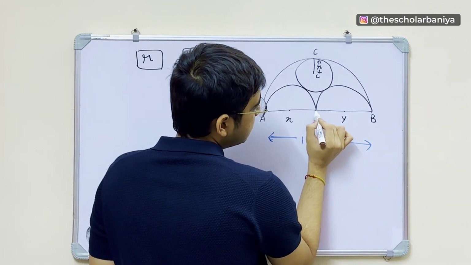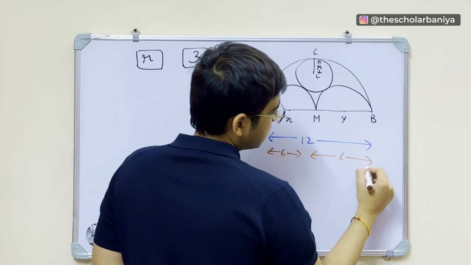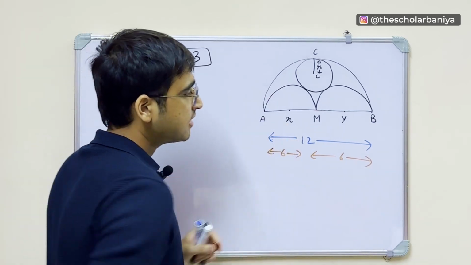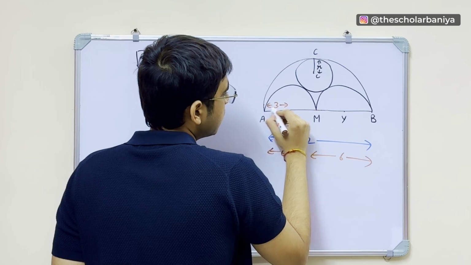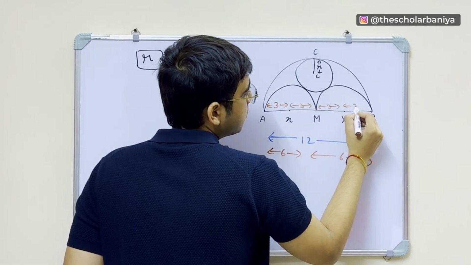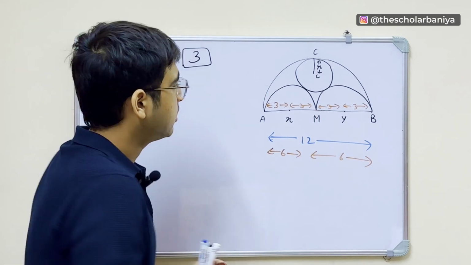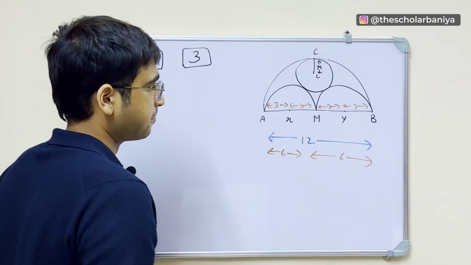Because this is the center, this part becomes 6 and this part becomes 6, right? Again, x is the center of this semicircle, so this part becomes 3, this part becomes 3, this part becomes 3, this part becomes 3. So 3, 3, 3, 3, that is 12. I hope that's pretty simple, right?